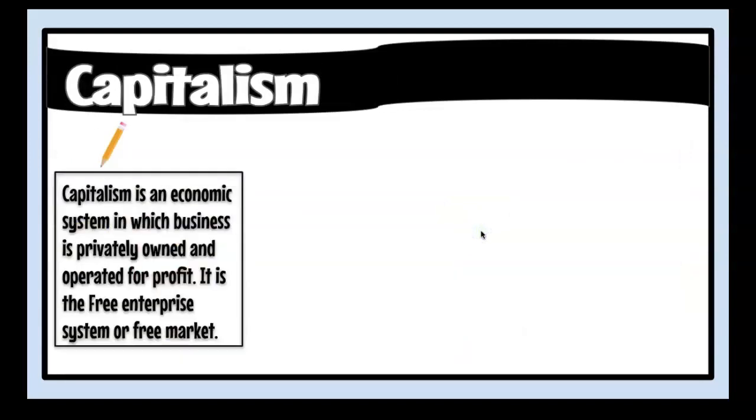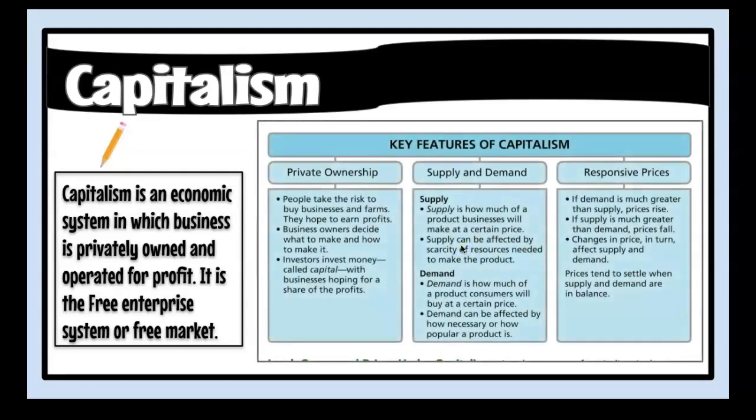And then last up is capitalism. Capitalism is an economic system in which businesses are privately owned and operated for profit. It is like a free enterprise system or a free market. So you want to make sure you write that definition down in your notebook. Some key features of capitalism: private ownership, so people can take the risk to buy businesses and farms. Business owners decide what to make.